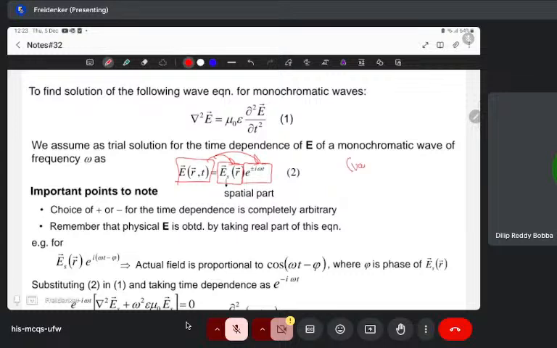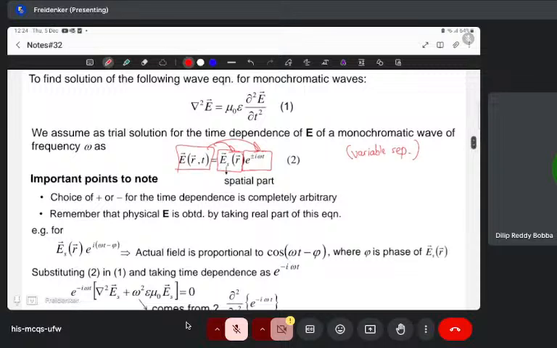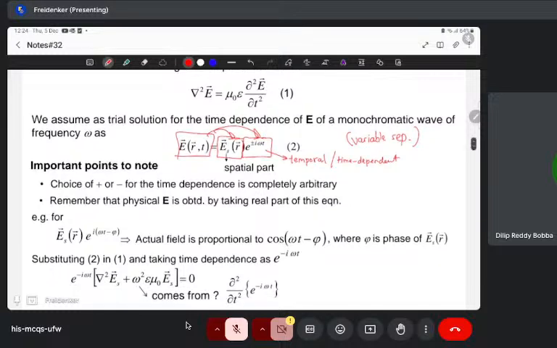Maybe you don't have to look into it. Maybe interested people could look into it. So the process here is the variable separation method. So I have the spatial part and the temporal part, basically the time part. So I have two parts here. Time dependent, in other words. So plus or minus for time dependence is completely arbitrary. But in the class, we are using the minus sign. So we'll go ahead with the minus sign.